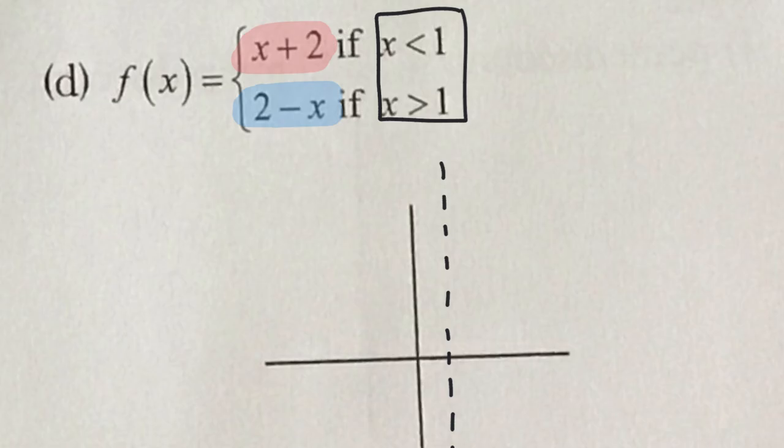Okay, so let's see what this looks like. X plus 2 has a y-intercept of positive 2 and a slope of 1. So 1 up and 1 over gets us to our less than, right? So we have an open circle where our graph touches x equals 1. Then we have a negative 1 slope going down this way. So this is the graph of x plus 2.